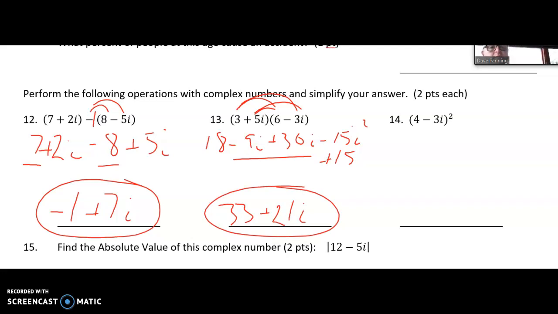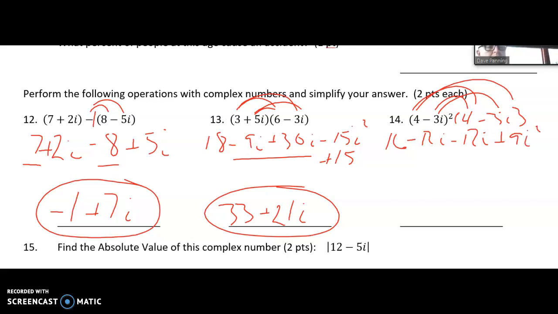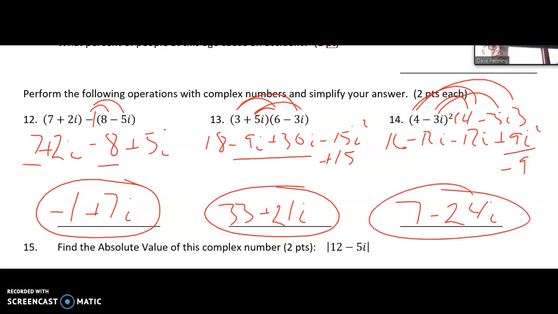And then number 14 is very similar to number 13. We're just going to take 4i minus 3 times itself. 4i minus 3. So 4 times 4 is 16. 4 times negative 3i is negative 12i. Then negative 3 times 4i is another negative 12i. And negative 3i times negative 3i is positive 9i squared. Well, this is negative 9, because it's 9 times negative 1. And 16 minus 9 is 7. And then negative 12i and negative 12i is negative 24i. Yeah, so 7 minus 24i.